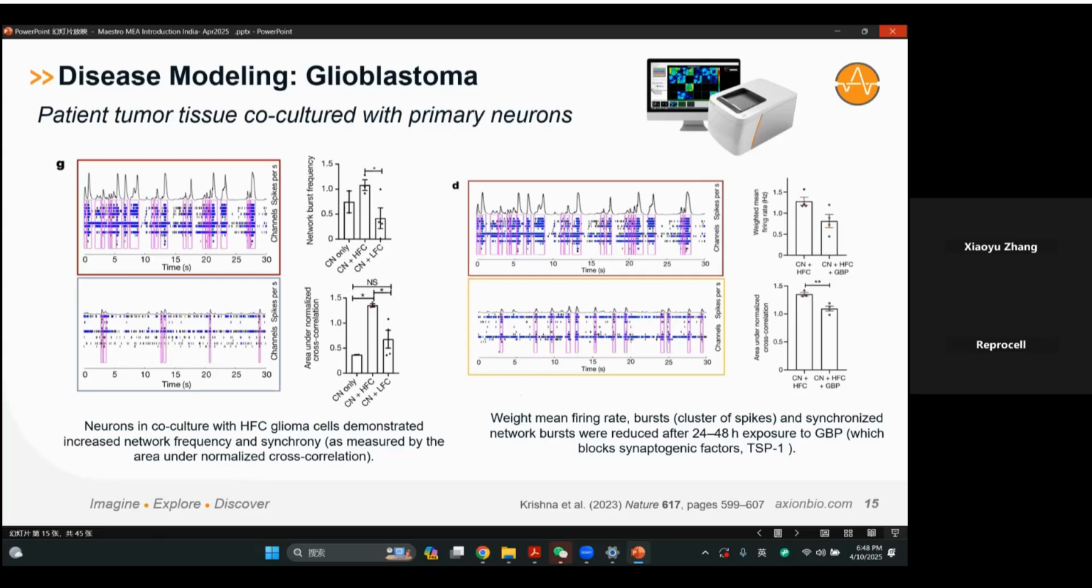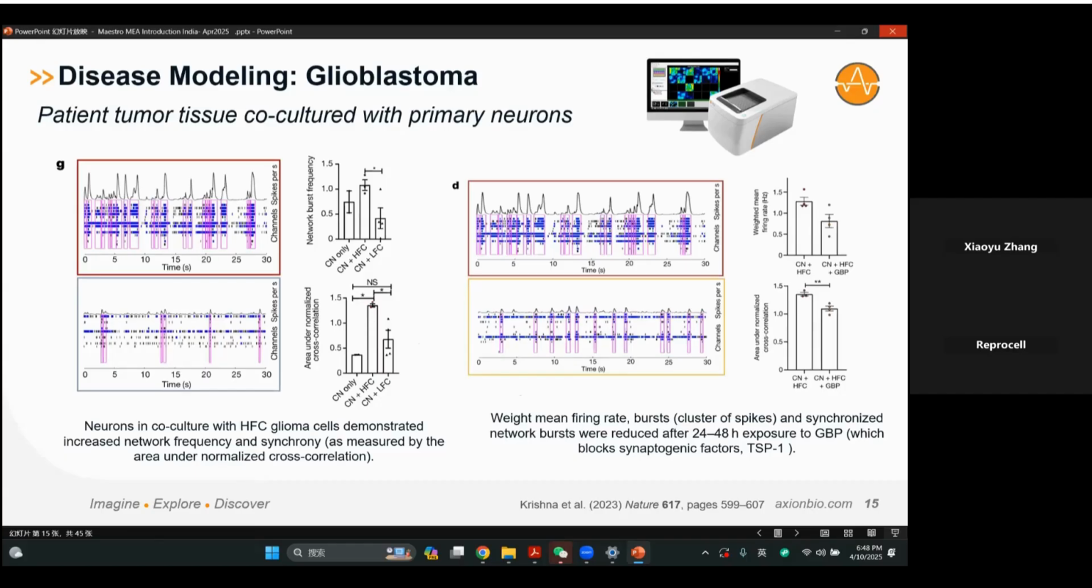The authors co-cultured the HFC or low FC tumor regions with cortical neurons. The MEA data show that co-cultured HFC glioma cells exhibited higher, increased network frequency and synchrony, as we can see from the bar graphs here.